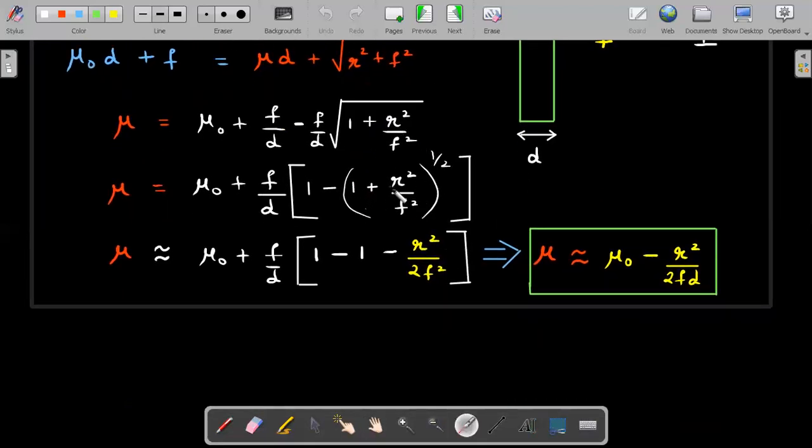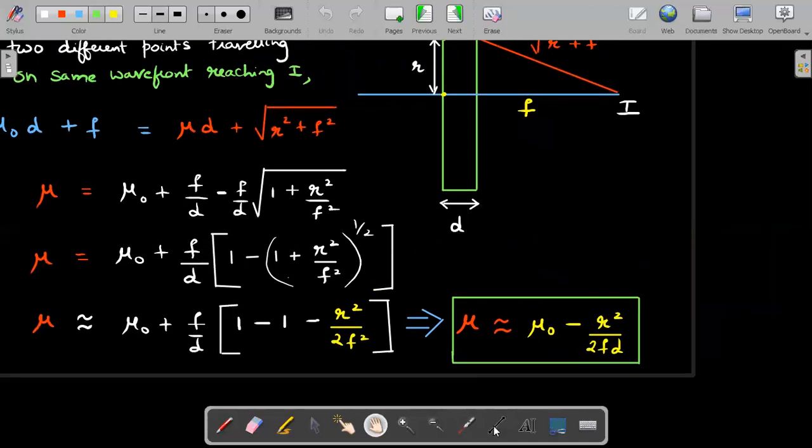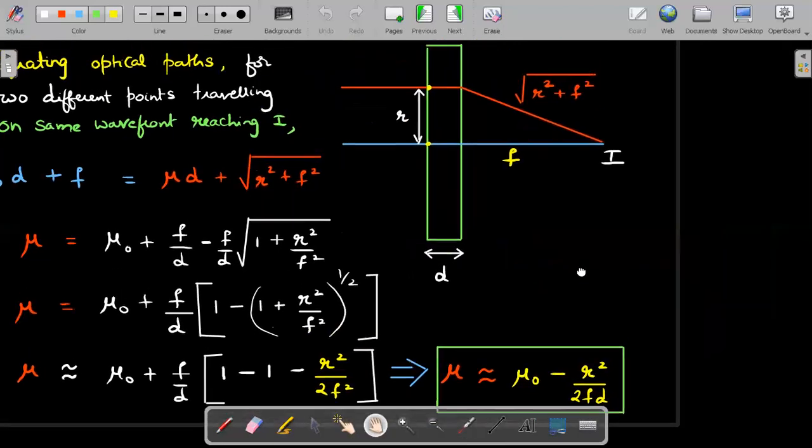1 plus r square by f square whole power half. 1 plus x whole power n is 1 plus nx if x is very small compared to 1. I've used that here. The ones get cancelled after binomial approximation, and then therefore you end up having this relation becoming this. So mu as a function of mu naught and r comes out to be a decreasing function as expected in the upward direction, but it comes out to be a simple quadratic relation for small values of r. Okay, right? So that's an interesting idea.